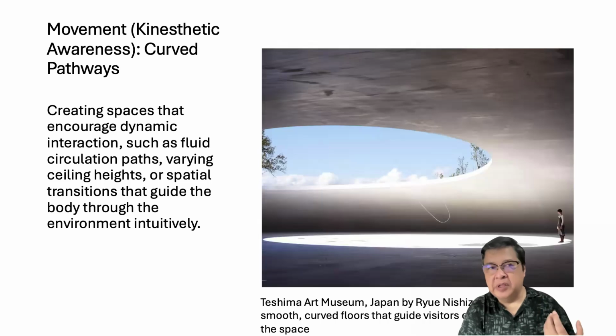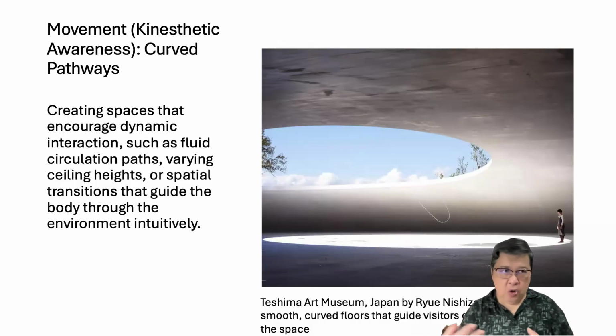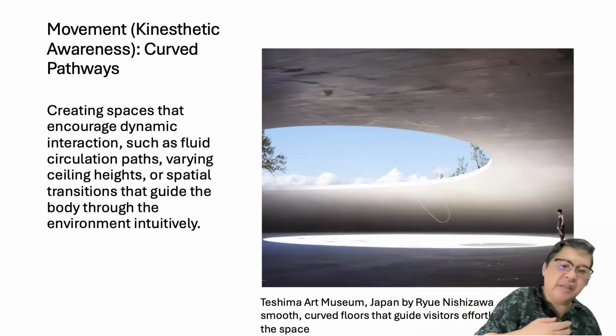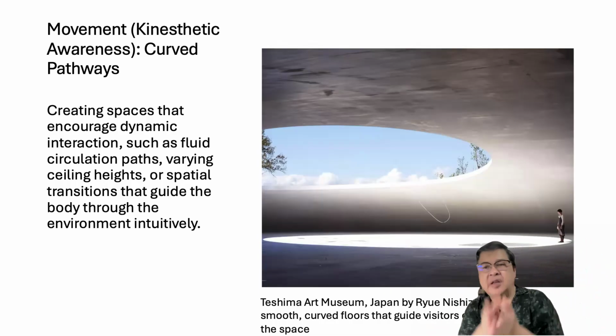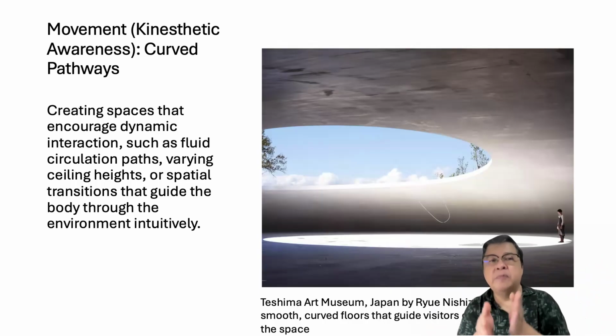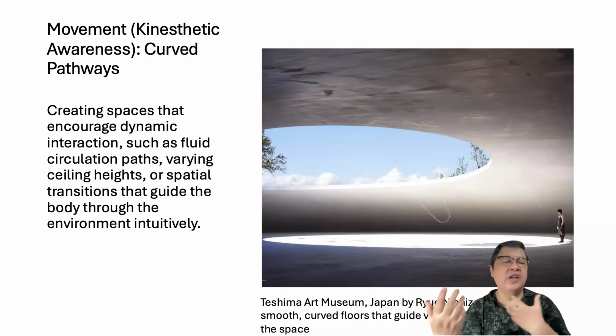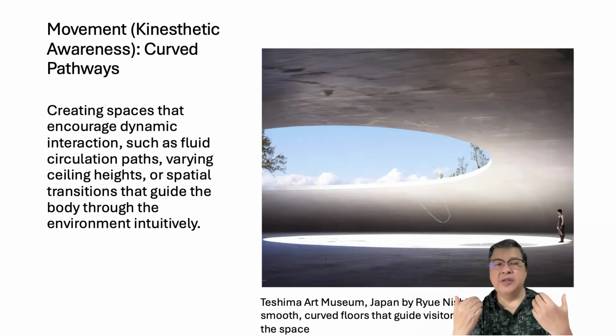Another set of principles is movement, kinesthetic awareness, curved pathways. Curved pathways are created to give a flow of being aware of the space. In Teshima Art Museum, Japan, by Ryue Nishizawa, you can see the smooth curved floors that guide visitors effortlessly in the space. This is under the principle of creating spaces that encourage dynamic interaction, such as fluid circulation paths, varying ceiling heights, or spatial transitions that guide the body through the environment intuitively.